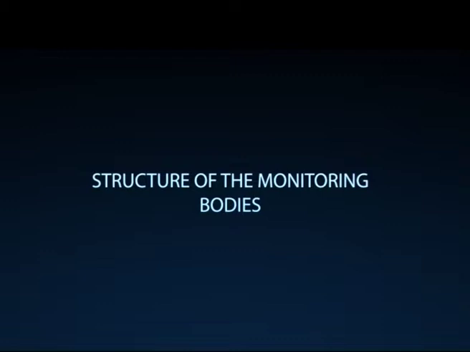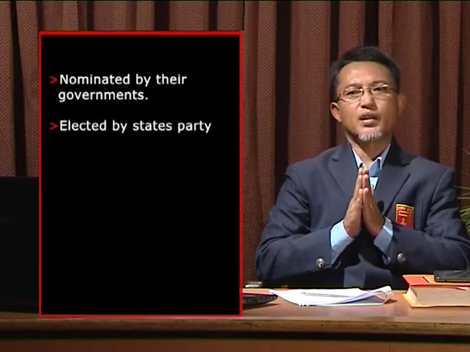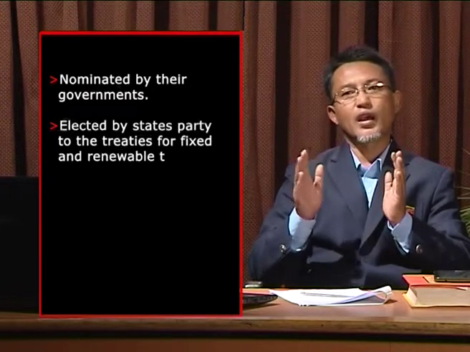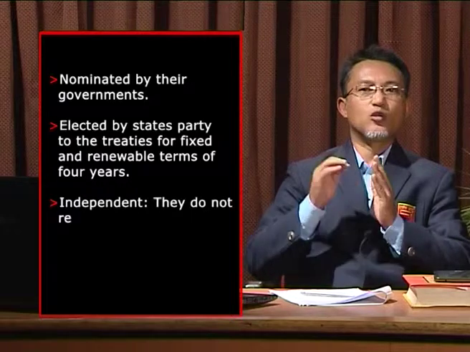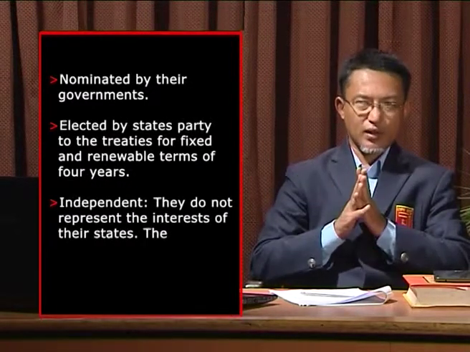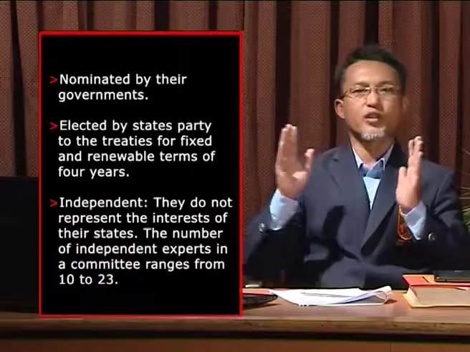Structure of the monitoring bodies. Treaty monitoring bodies are made up of human rights experts from different countries. These experts are nominated by their governments and elected by states party to the treaties for fixed and renewable terms of 4 years. They are independent. They do not represent the interests of their states. The number of independent experts in a committee ranges from 10 to 23. Each committee meets either 2 or 3 times a year, and the session lasts 3 to 4 weeks.